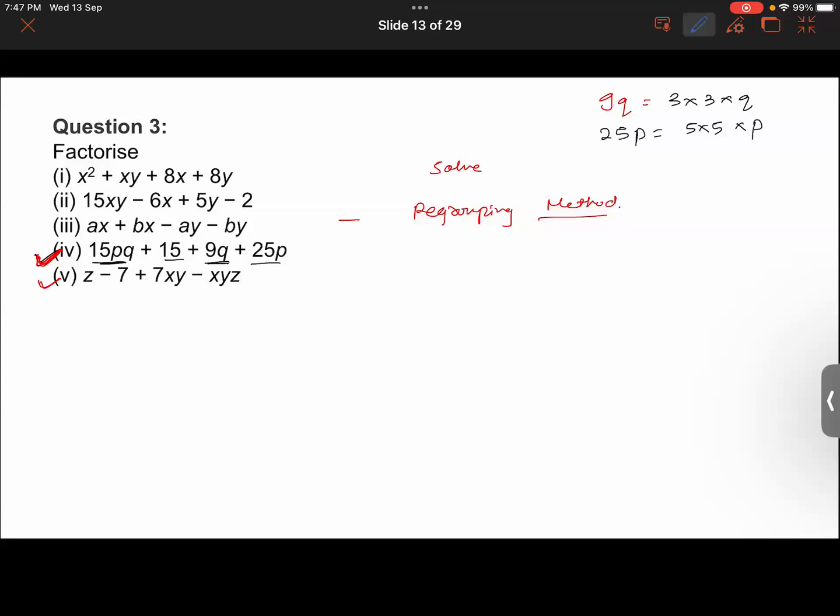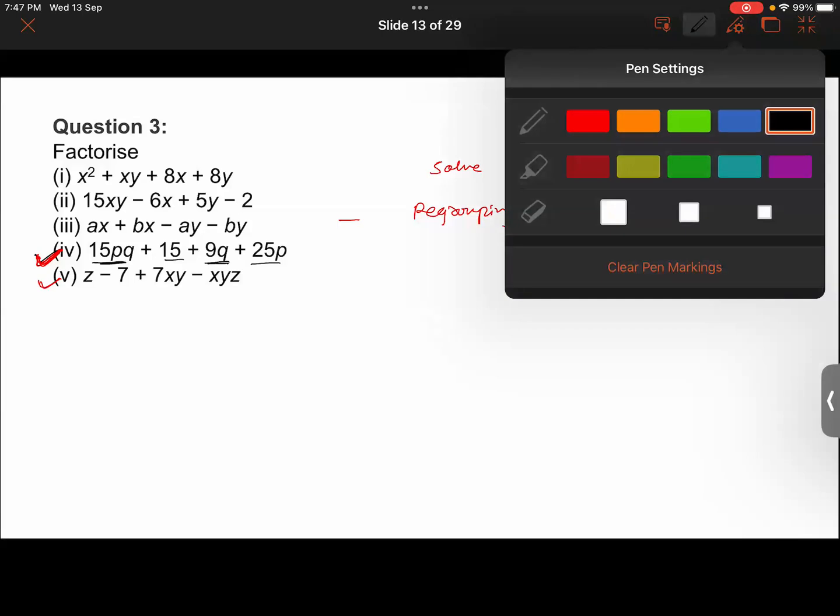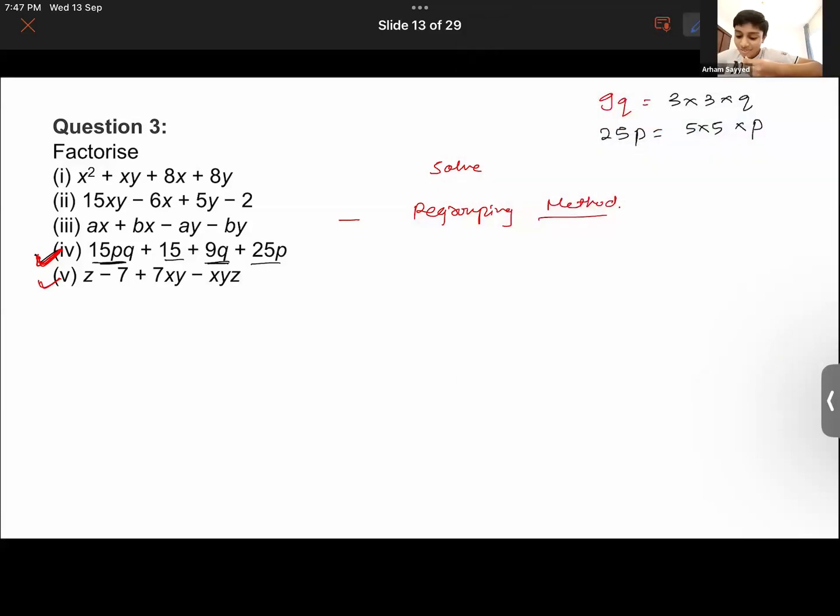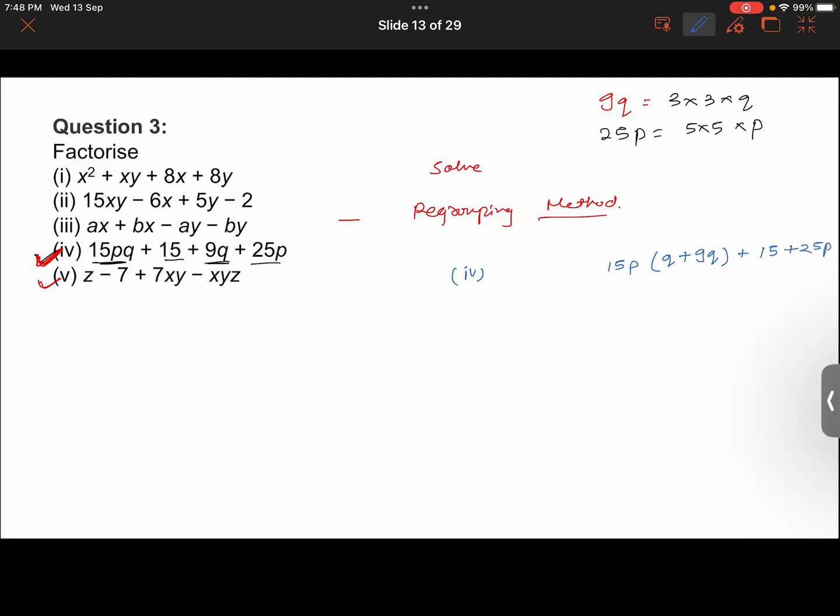Sir, I'm not able to solve the questions, but I just did something. I got 15P, bracket Q plus 9Q, then plus 15 plus 25P. No, that is not the correct format of the answer.